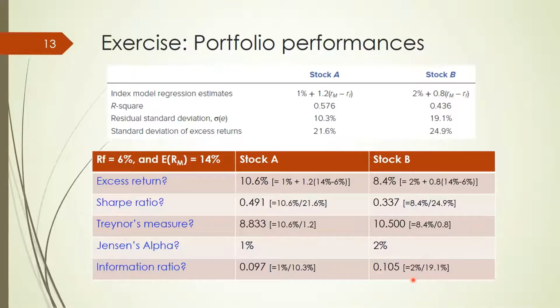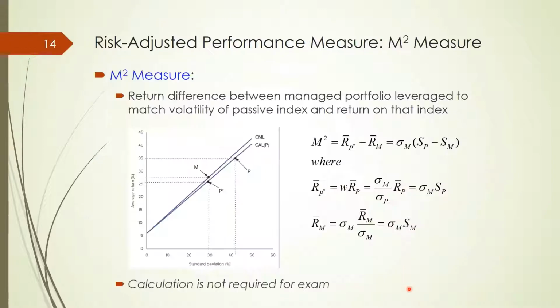So if we want to select one of the two portfolios to be the overall risky portfolio, A is preferred. If we want to rank the two portfolios based on their Treynor's measure, B has a higher ranking. Which portfolio has a higher abnormal return? In the past, it is B. And which one offers a better diversification to the benchmark portfolio? It is B, based on the information ratio. So that's how we use those performance measures.